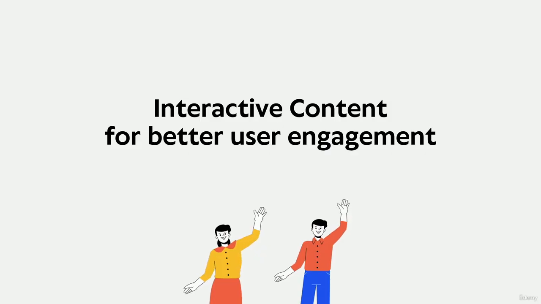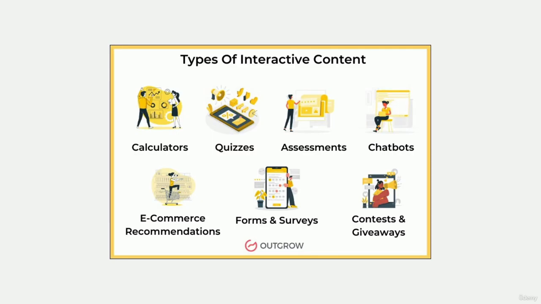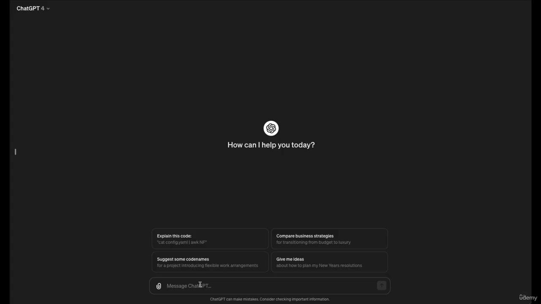Now, do you know exactly what's interactive content? Interactive content is any type of content that requires the user's active participation, such as quizzes, polls, calculators, games, surveys, or videos. It can be a powerful way to engage your audience, generate leads, but can also positively impact your SEO by increasing time spent on site. Why not ask ChatGPT for help on this too?